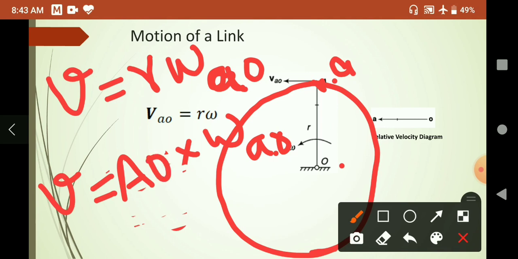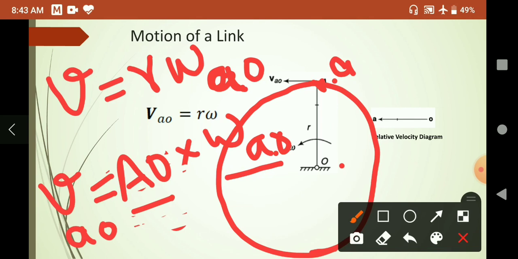Okay, so the magnitude of the velocity of point A relative to O is equal to AO into omega AO, where AO is the length of the link and omega is the angular velocity of the link. So this is the magnitude of the velocity of A relative to O. What about the direction?